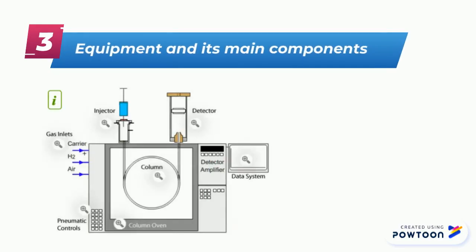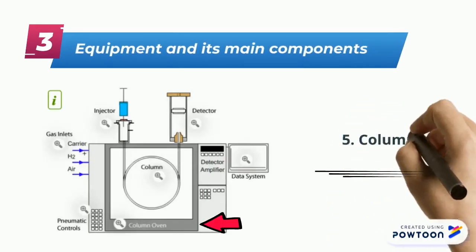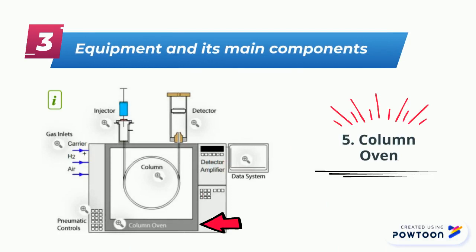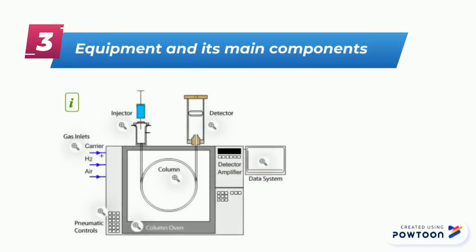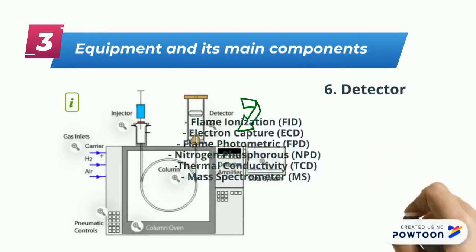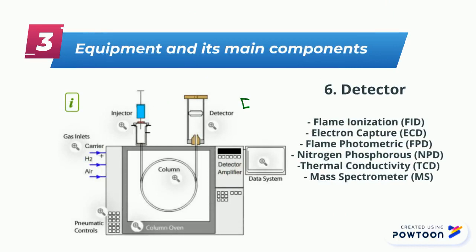In the column oven, the temperature is controlled by a heated oven. The oven heats rapidly to give excellent thermal control. The detector responds to a physicochemical property of the analyte, amplifies the response, and generates an electronic signal for the data system.